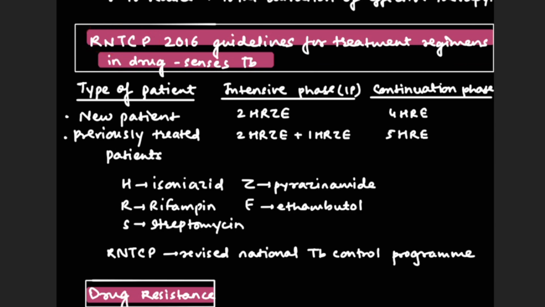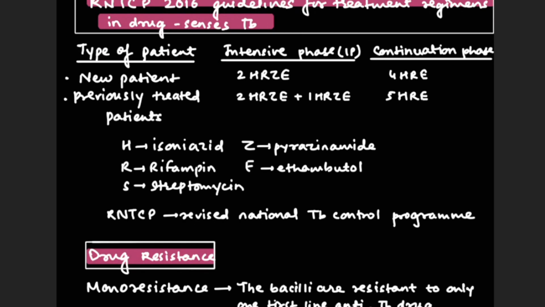Now what do you mean by RNTCP? It was a guideline which was given in 2016 for TB. We are going to talk about the type of patient, intensive phase and continuation phase. So if there is a new patient, then in the intensive phase we can give 2 HRZE. So this is basically a drug regimen which can be given in the intensive phase to a new patient. Now for the continuation phase, 4 HRE. Now what do you mean by HRZE and HRE?